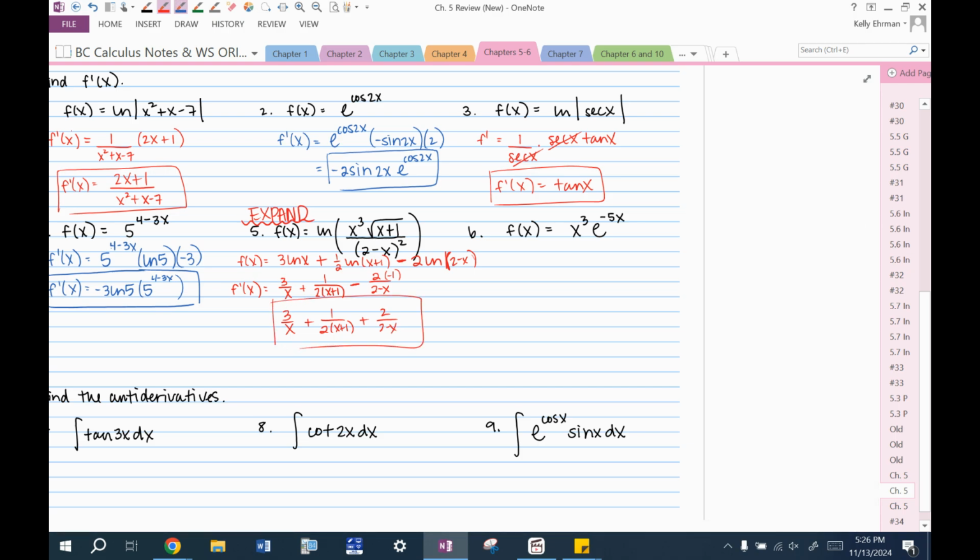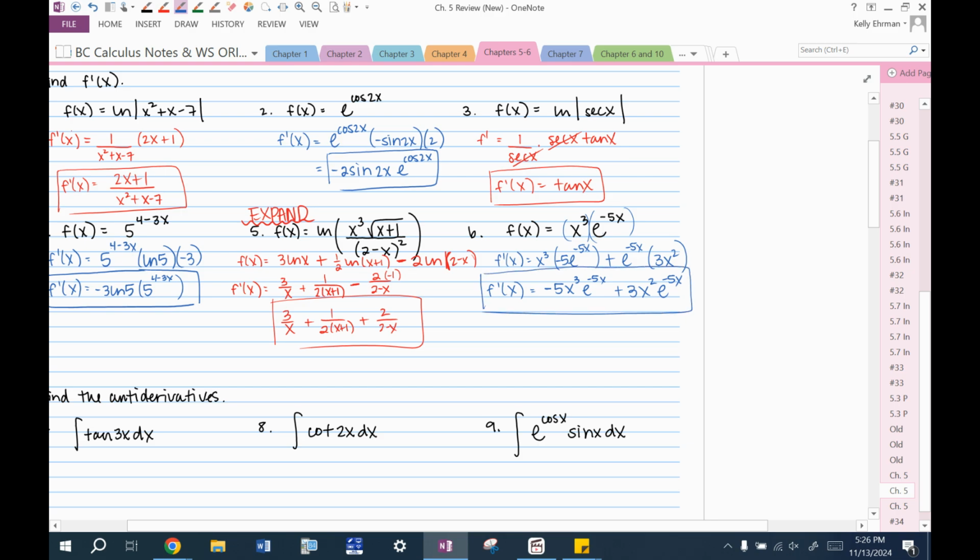Number 6 needs a product rule. We had something like this on our short quiz. So f prime is the first times the derivative of the second. Derivative of this is e to the negative 5x times negative 5, plus the second times the derivative of the first. All I'm going to do with this right now is clean it up a bit. So negative 5x cubed e to the negative 5x plus 3x squared e to the negative 5x. Yes, I could factor this a bit, but if we're just told to find the derivative, there's no point in simplifying it further.